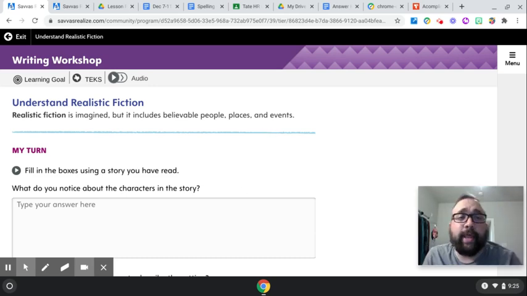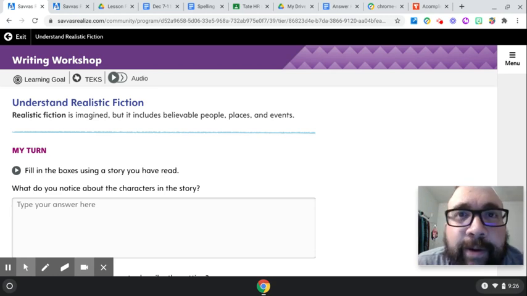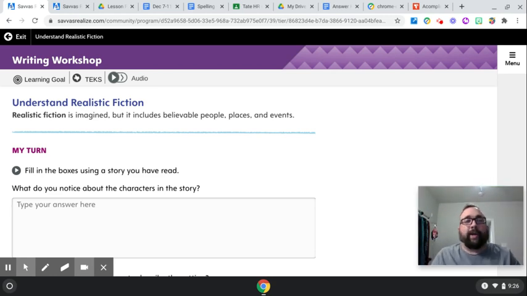We're in Unit 3. Now, every unit has a writing that we're going to focus on, or a genre that we're going to focus on. So, our genre for this unit is really fun. It is, are you ready for it? Realistic fiction. Okay.